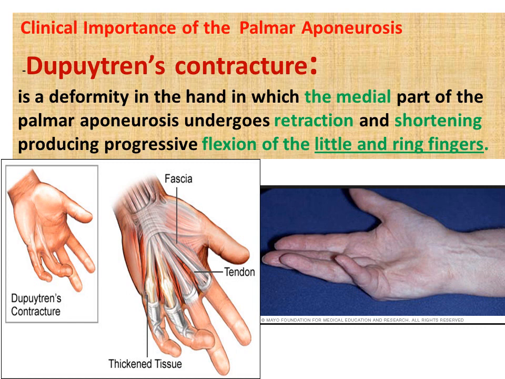What is the clinical application of knowing the palmar aponeurosis? We see many people with flexed little and ring fingers. This deformity is known as Dupuytren contracture.